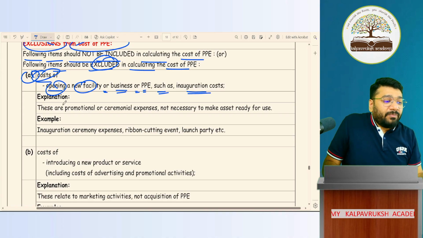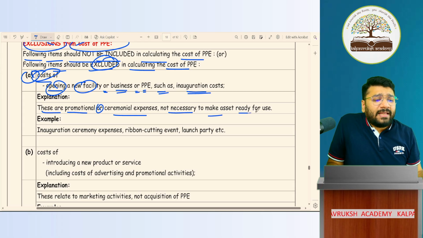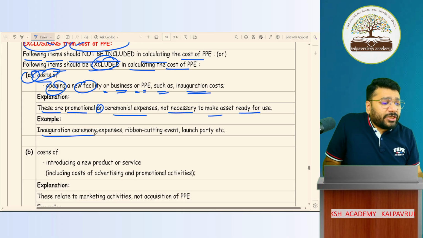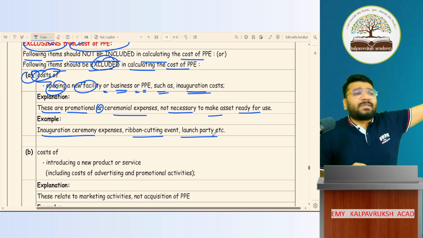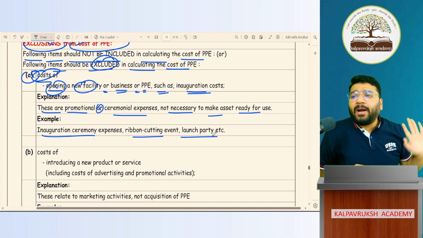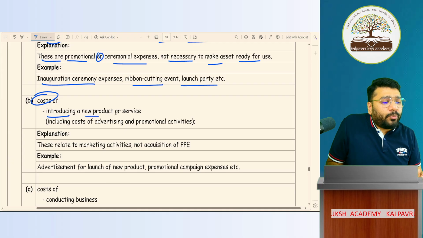Because these are promotional or ceremonial expenses not necessary to make the asset ready for use, such as inauguration ceremony expenses, ribbon cutting event, launch party. They can give multiple different names. Doesn't matter. This will not be a part of your cost of PPE. Any problem in this? Next, cost of introducing a new product or services.